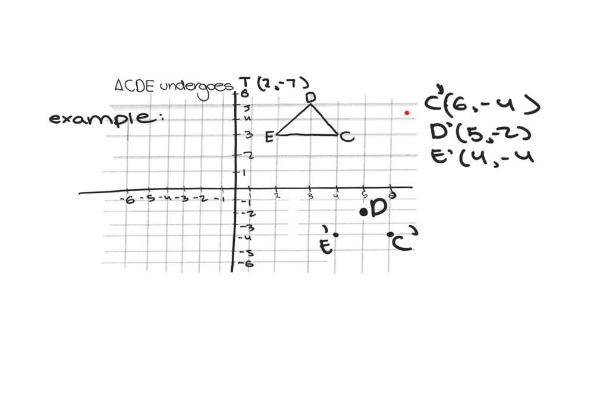I have written the new coordinates to our new translated triangle, and now we could go ahead and connect the triangle. And now we have successfully solved for the triangle CDE that undergoes translation T(2, -7).